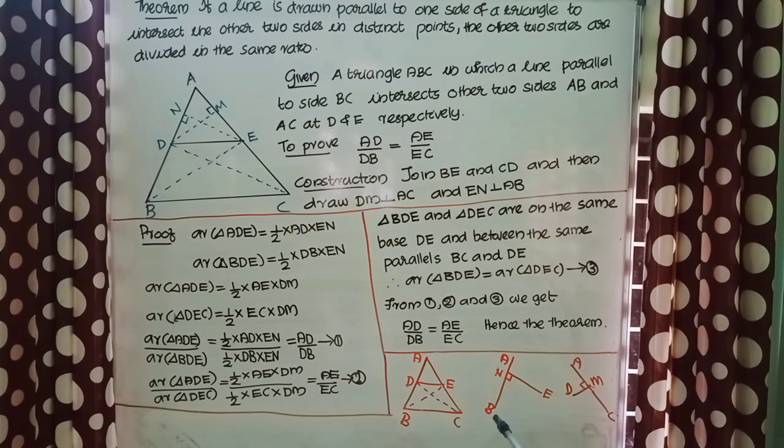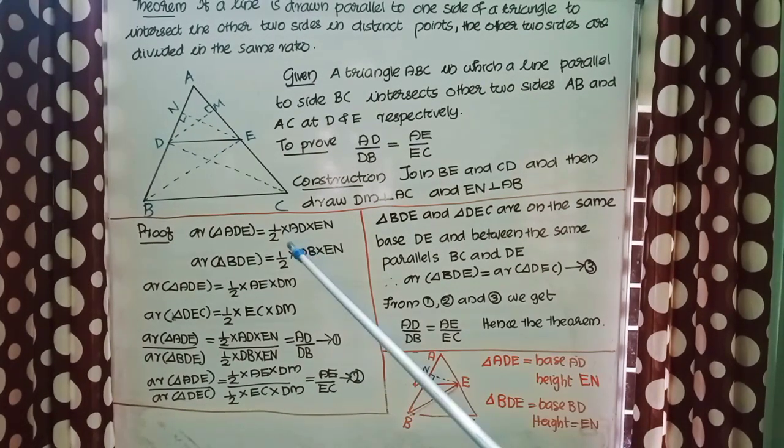The perpendicular line to the side AB is EN. The perpendicular line to the side AC is DM. This is very important. The perpendicular line to the side AB is EN. The perpendicular line to the side AC is DM.